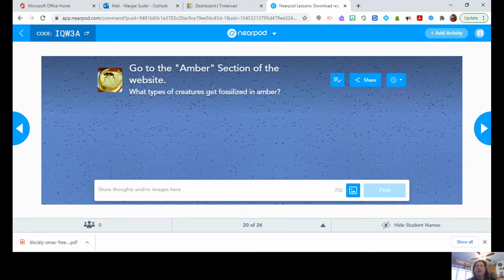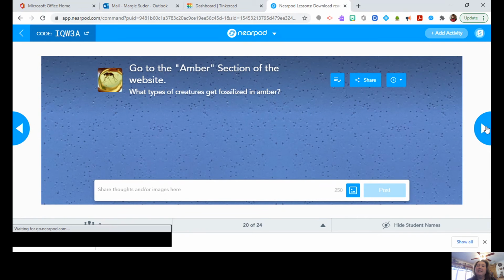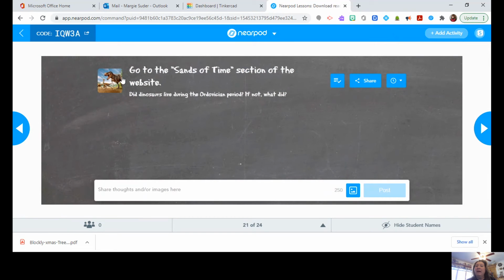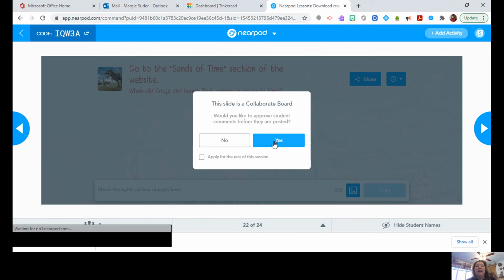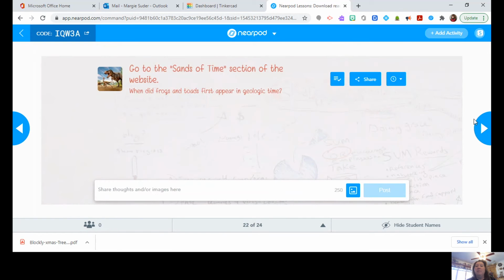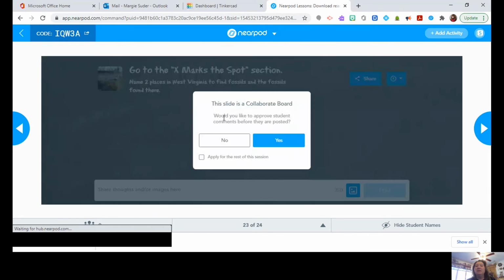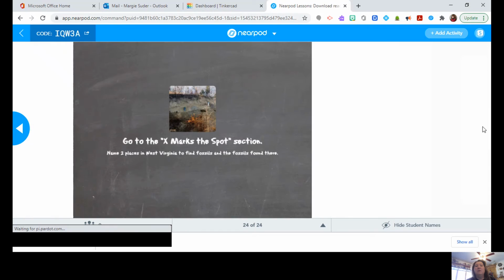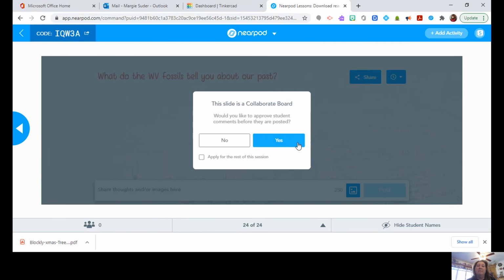Then I wanted you to go to the amber section and look about what creatures were fossilized in amber. Then if you go to the sands of time, we can look about when the different animals were born or were living on the earth, which ones are older, which ones are newer. And then the last one is going to X marks the spot, and looking for some fossil sites in West Virginia. And so if you go do all that, you would learn a lot more about fossils in our area.